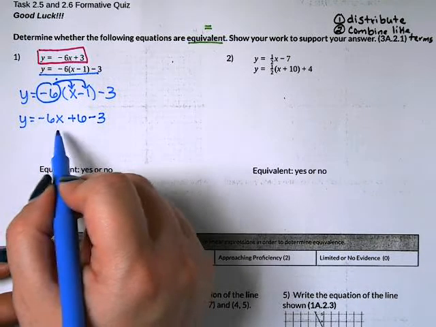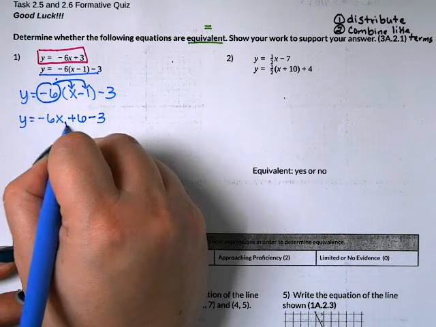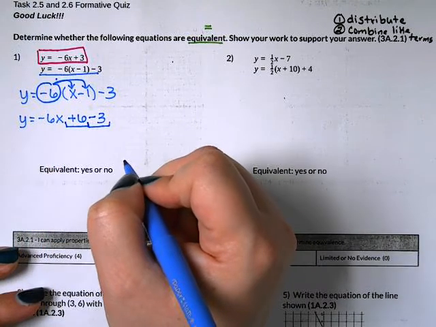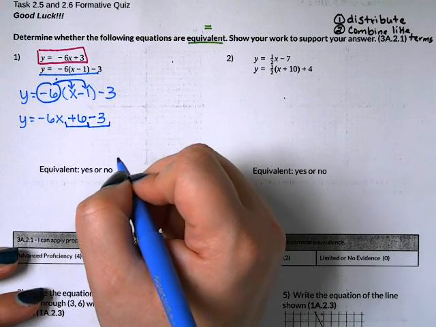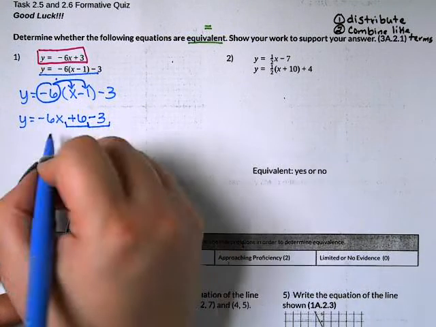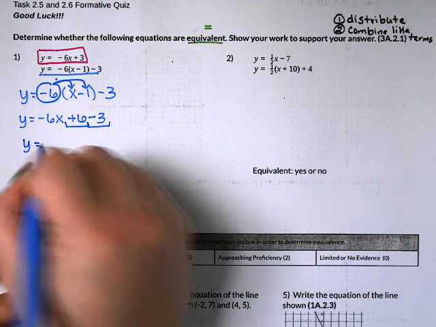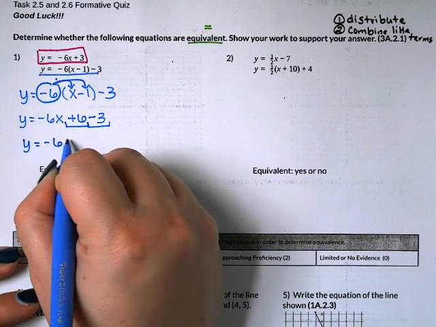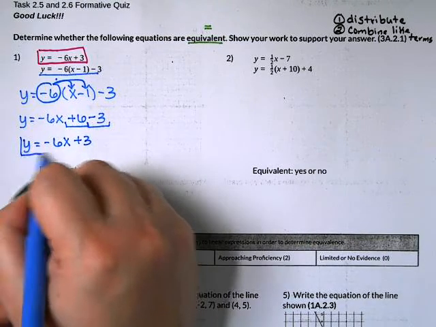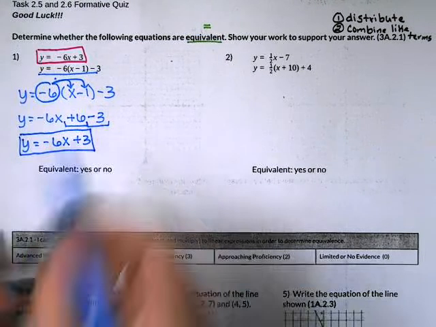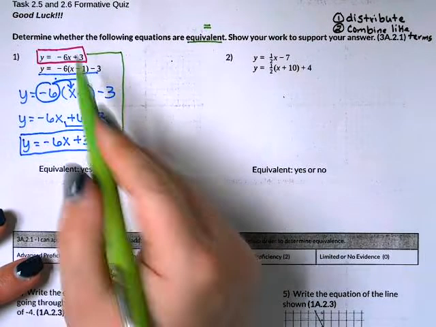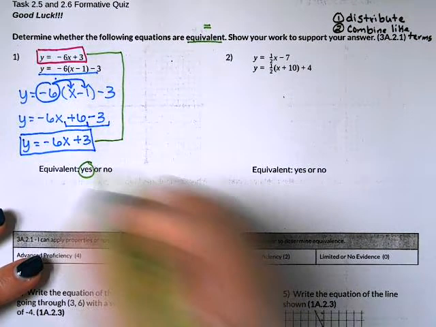Now I can look at this and I see that there are some like terms. I have a positive 6 and a negative 3 that are both just numbers. Since they don't have a variable, they're both just constants, those are like terms that I can put together. So 6 minus 3 is just a positive 3. So that means I can simplify this down to y equals negative 6x plus 3. So that second equation simplifies all the way down to this. If I look at my two equations then, I can see that those are the same, which means that yes, these equations are equivalent.